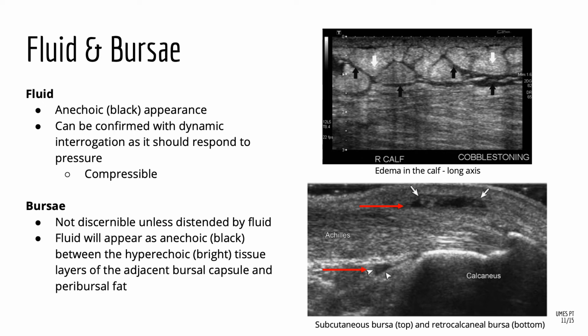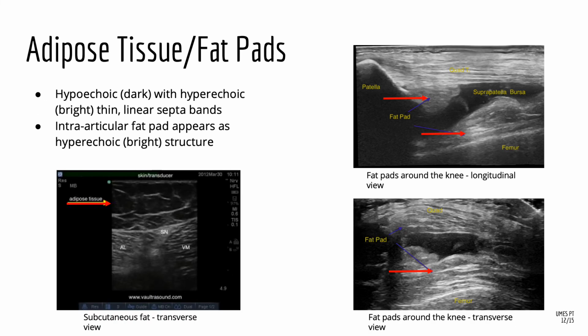Then you have bursa, which is not discernible unless it's distended by fluid. The fluid will appear anechoic between hyperechoic tissue layers of the bursal capsule and the peribursal fat. So the second picture shows the subcutaneous bursa with the top arrow, and then the retrocalcaneal bursa with the bottom arrow, and they both show that fluid in the bursa sac.